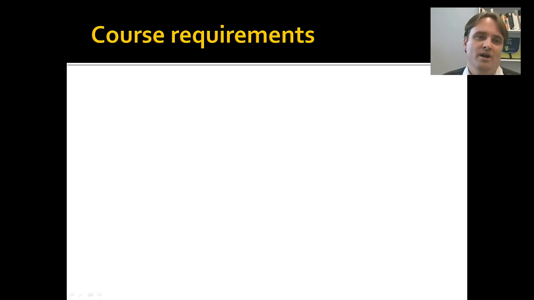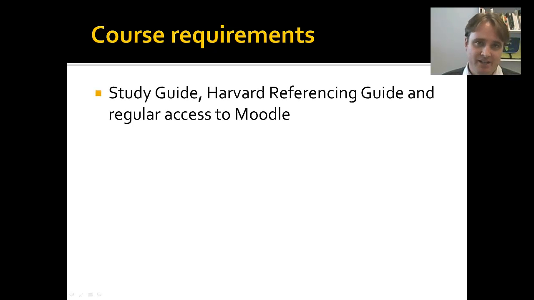Course requirements. You'll need a study guide, the Harvard referencing guide, and regular access to Moodle to successfully complete this course. The study guide and Harvard referencing guide you can download for free from the Moodle site, but we strongly recommend that you purchase a hard copy. It just makes it much easier to work from, and you can purchase that from the bookshop. It's almost certainly cheaper to buy it than printing it out yourself.